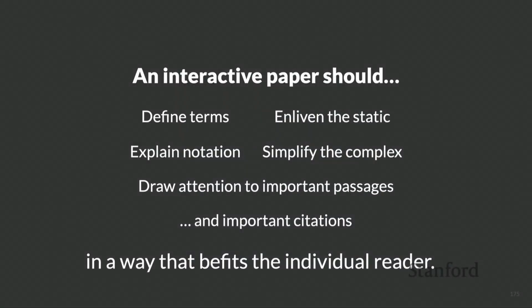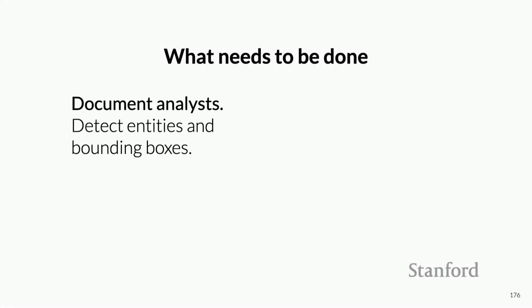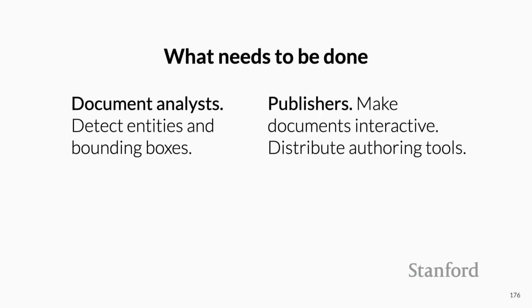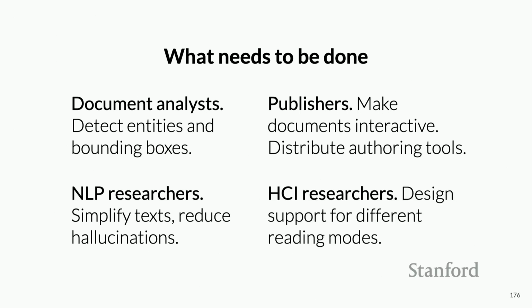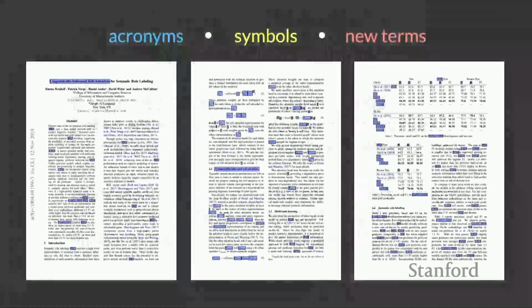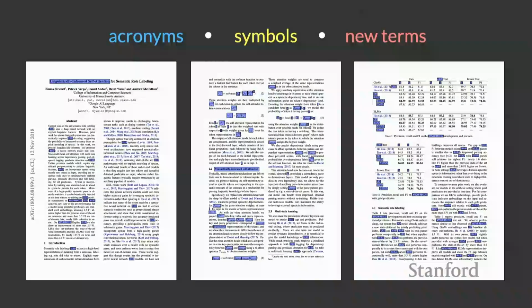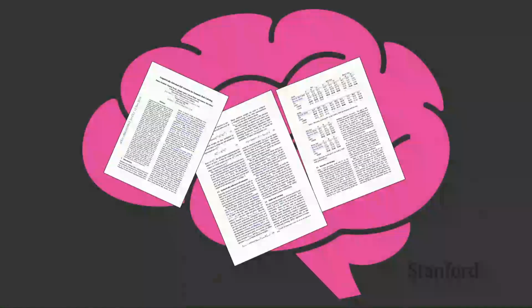And across all of these different projects, what we need to do is essentially orchestrate a whole lot of different techniques, from document analysis, where it can detect entities in bounding boxes, to work with publishers in order to make documents interactive and to distribute authoring tools, to work with NLP researchers for technologies to simplify texts, reduce hallucinations in those texts and beyond, and also us HCI researchers, of course, trying to take the lead in understanding these different reading modes and the different forms of support that we can provide in really kind of nuanced detail as they might manifest in these really complex information artifacts. In order to help us fit what can be oftentimes these very complex papers into our minds and then be able to benefit from the collective knowledge that we've all been cultivating as a research community.